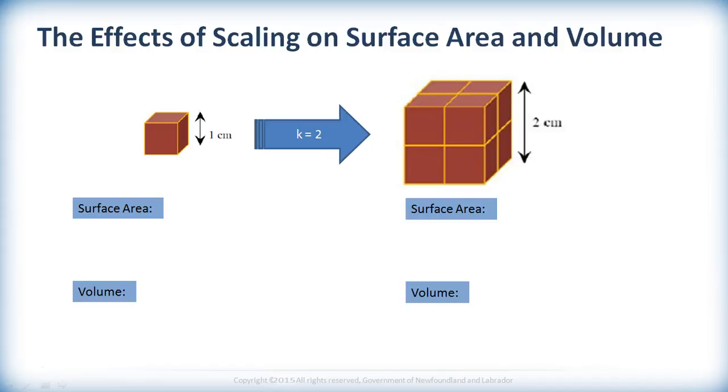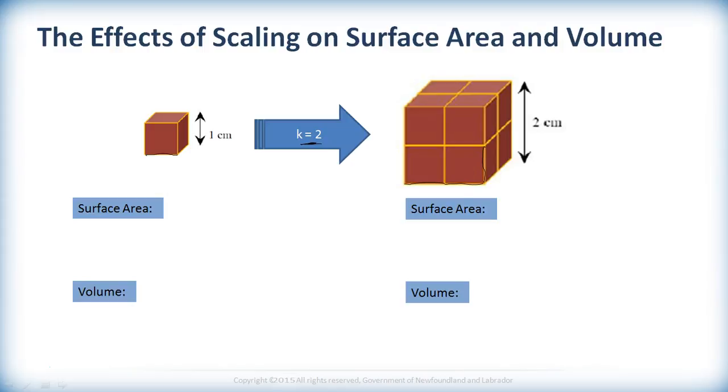Okay, so the effects of scaling on surface area and volume. I'm giving you a couple of diagrams here. The first one is just a cube, a 1 centimeter cube. I'm going to apply a scale factor of k equals 2. So all the edges of the cube are going to get doubled, and what you end up with is a bigger cube that instead of being 1 centimeter on each side is now 2 centimeters on each side. So let's see what happens to the surface area and to the volume in a before and after snapshot.